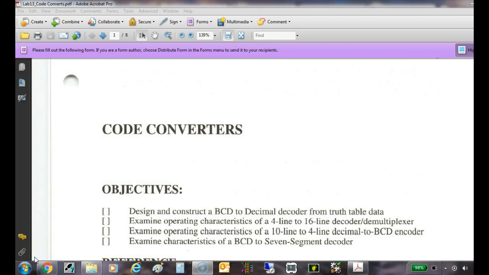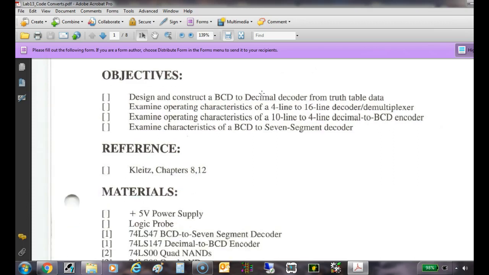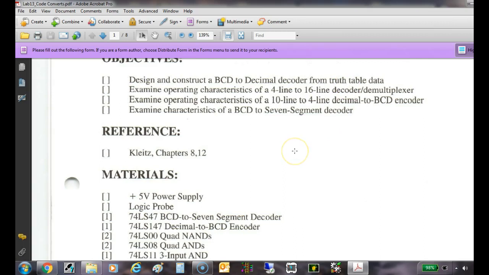Okay, this is Lab 13, which is code converters. What we're going to be looking at here is a 74LS47, which is a BCD to 7 segment decoder. We're going to be using a 74LS147, which is a decimal to BCD encoder. We're also going to be looking at a 7442, 74LS42, and we'll talk about that in a minute.